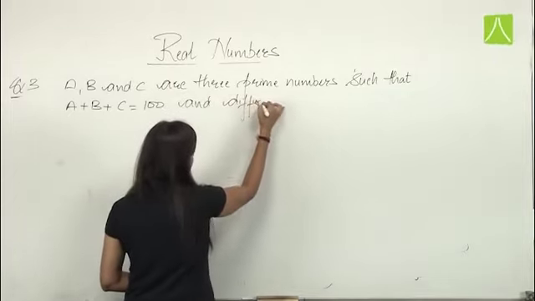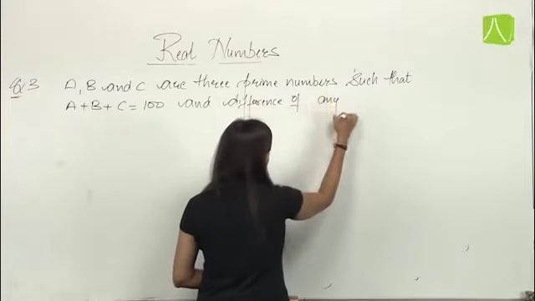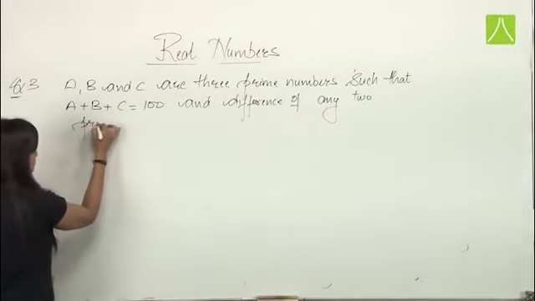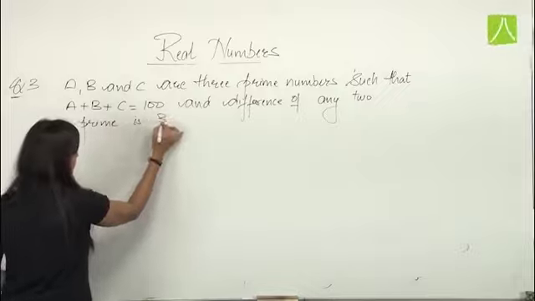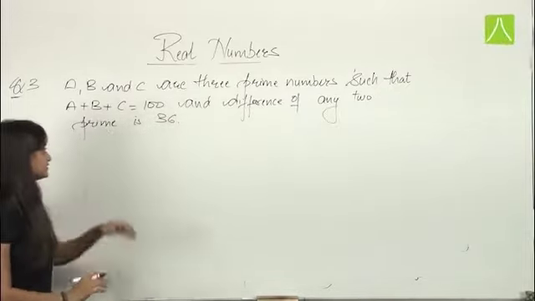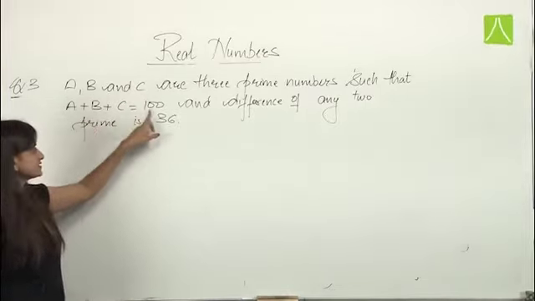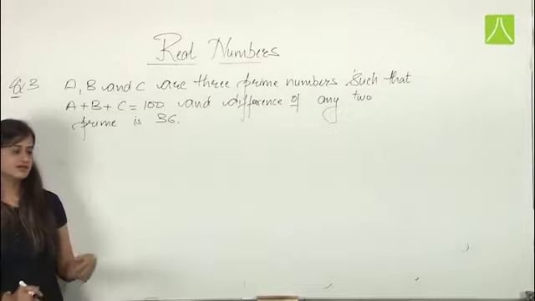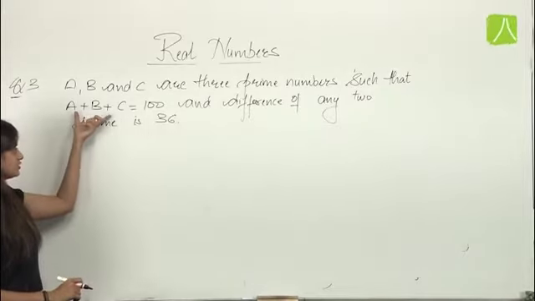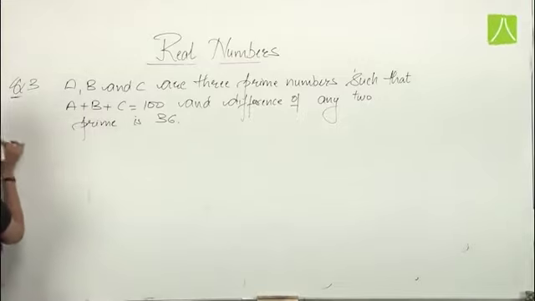So let's read the question first. It is given there are three prime numbers. A, B, C are three prime numbers such that A plus B plus C is 100. The sum of three prime numbers is 100 and the difference of any two numbers is 36. Let's proceed with the solution.